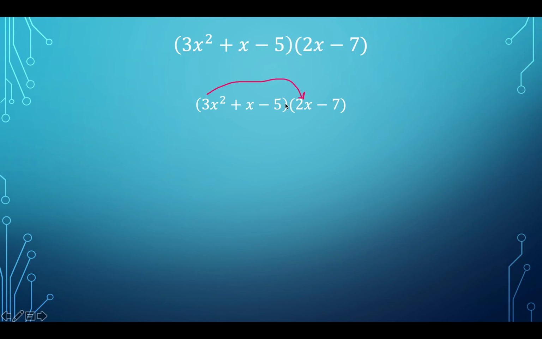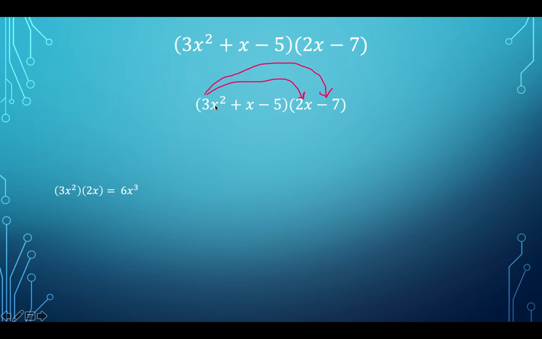So we're going to do 3x squared times 2x. When we do 3x squared times 2x, we get 6x to the third. It's to the third because remember we have to add the exponents: the x squared and the 1 over here. So 2 plus 1 gives us 3. So 3x squared times 2x gives us 6x to the third.